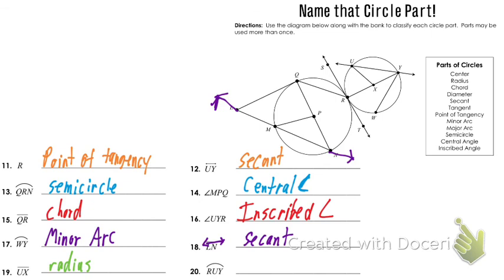20. Arc RUY. Somebody that has not answered twice. Kenny. Major arc. It is a major arc. Actually, no, it's not. It's a semicircle. A major arc is defined as being more than 180 degrees. Okay, continuing on.